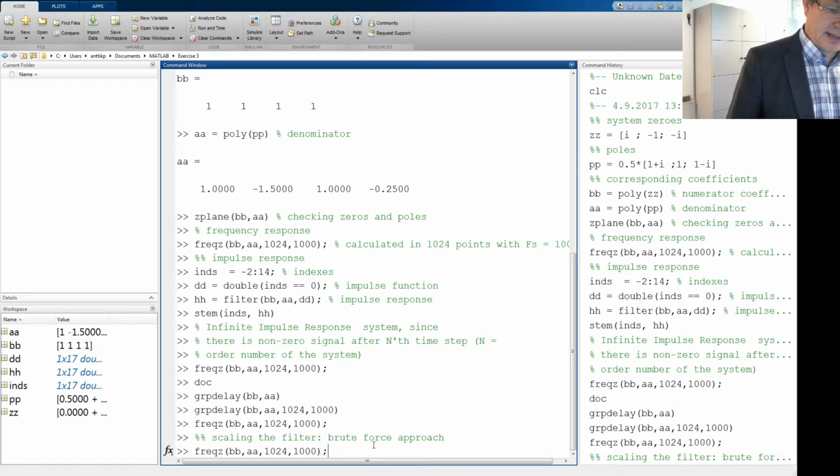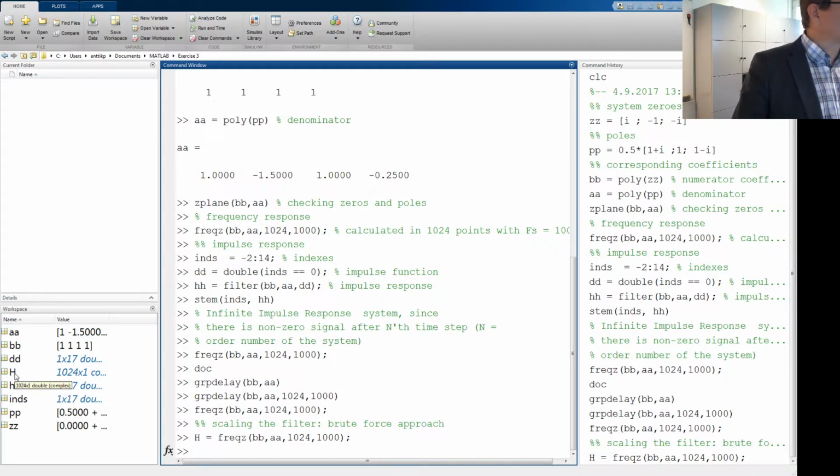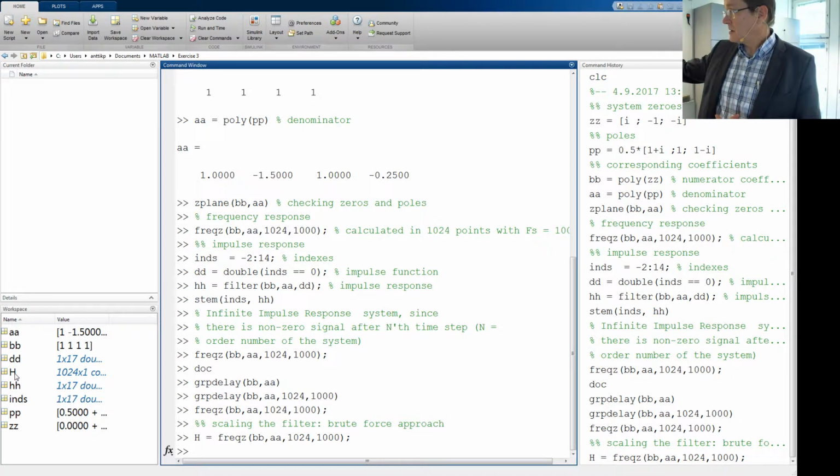All right. This is the brute force approach. I will calculate the frequency response. If you put a variable where to save the frequency response, then it just does the calculations, and it gave me a 1024 by 1 complex vector here. And that's my frequency response, just a graph in complex numbers. So it has the magnitude, and then it has the phase.